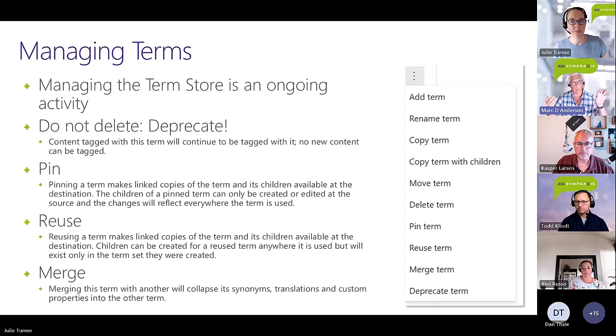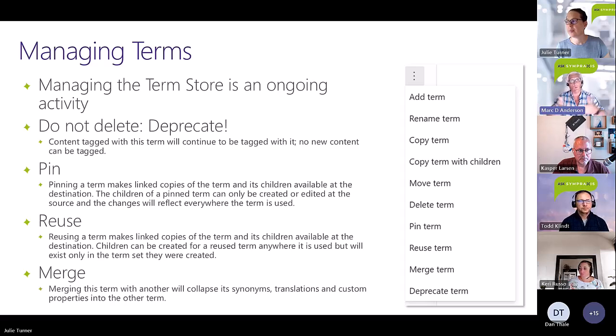So reusing means, all right, I've got finance over here. I want to have finance over here too. But if we change the name of finance, I want to only change it in one place, and it's going to make the two the same. Pinning is a little different in that it isolates the changes that you make in the original location, whereas in reuse, you can add children in either place. And then merge is another really nice capability. Oftentimes, two concepts come together. Like maybe you have a benefits department and a compensation department, and they merge together to become HR.